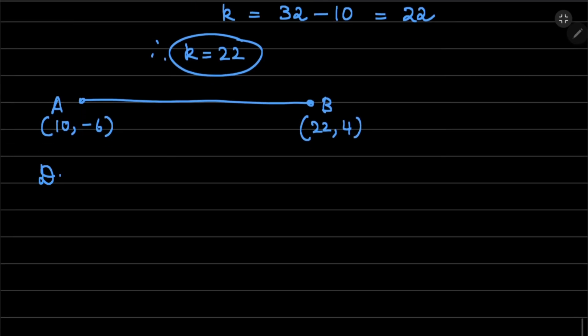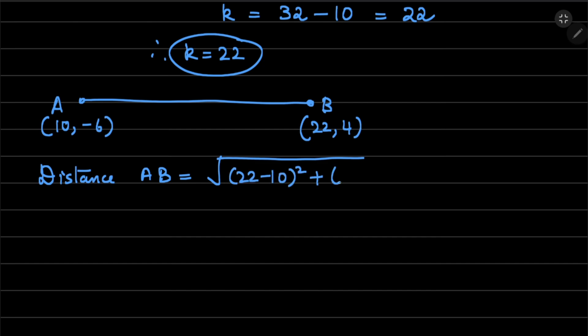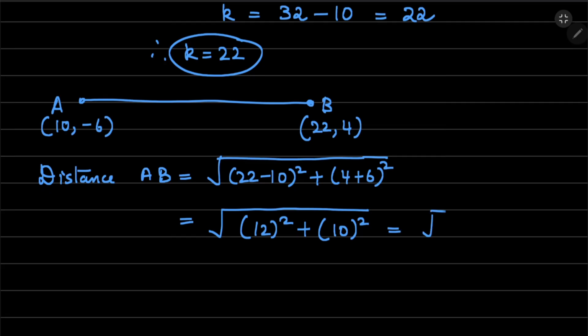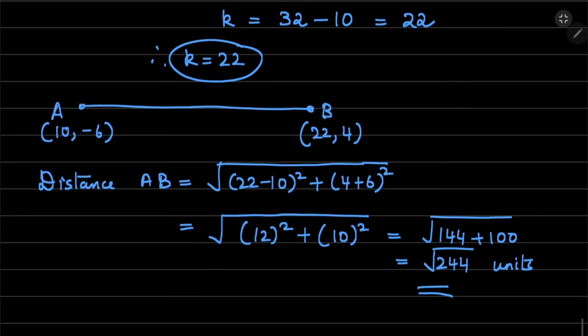Let us find the distance of A to B. It will be equal to square root of 22 minus 10 the whole square plus 4 minus of minus, that is 4 plus 6 the whole square. So square root of 22 minus 10 is 12. 12 square plus 10 square, which is equal to 144 plus 100, which is equal to square root of 244. And that's your distance. It will be in units. So that's the distance between A to B.